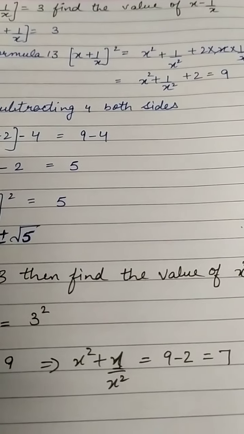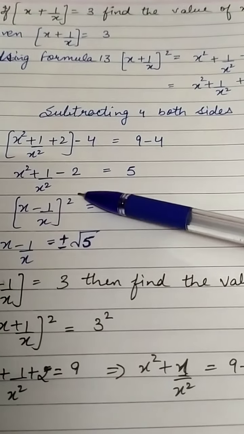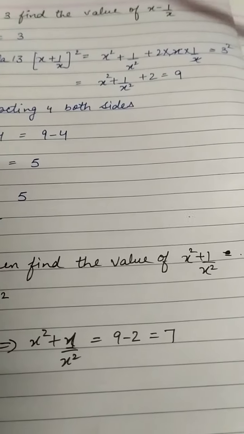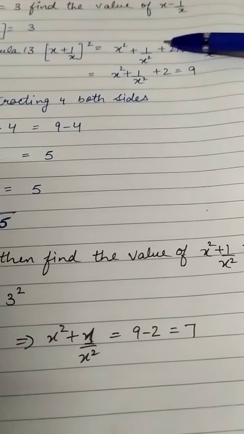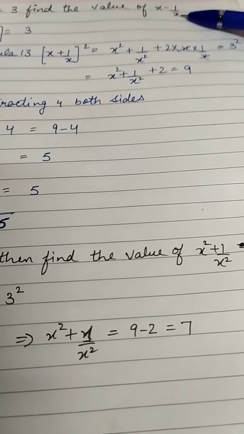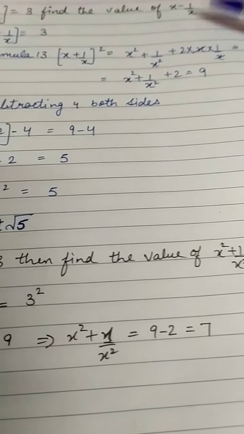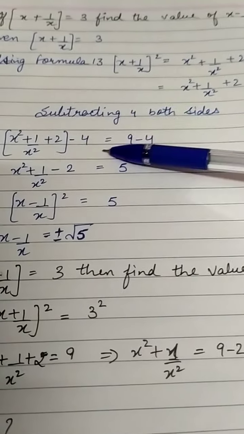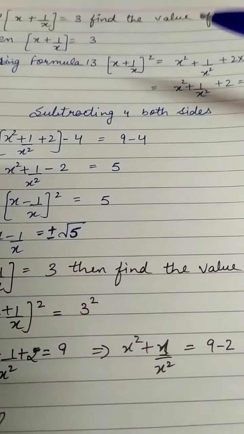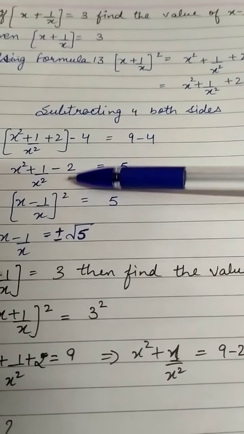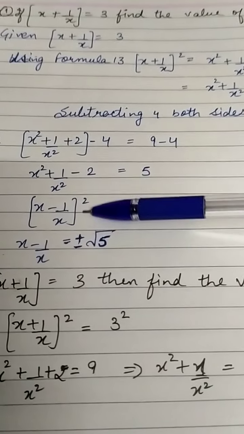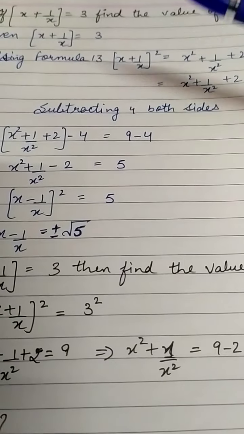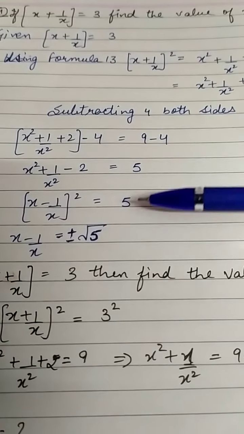subtract 4 both the sides, so what we will get? We will get here minus 2. Okay, so this you have to think it yourself based on the formula, that which value we have to find, and then according to that which formula we have to apply. Okay, so if we subtract 4 on one side, we will do it on the other side also, so here it will become minus 2. So now this has become the formula of (x minus 1 upon x) whole square, so that's why we have subtracted 4 here. Okay, so now it has become 5.